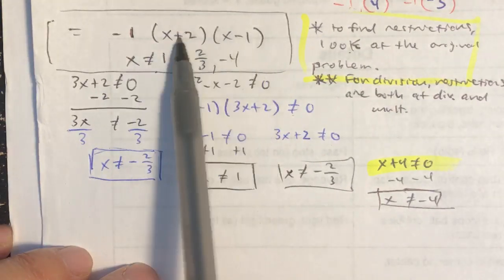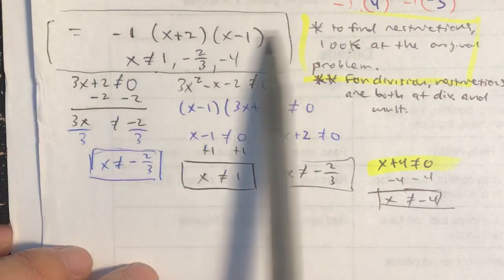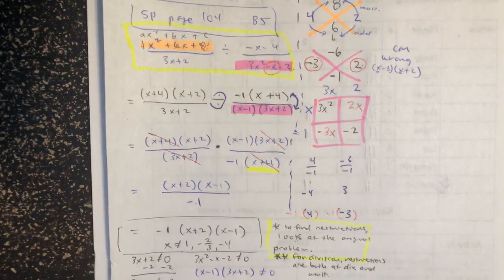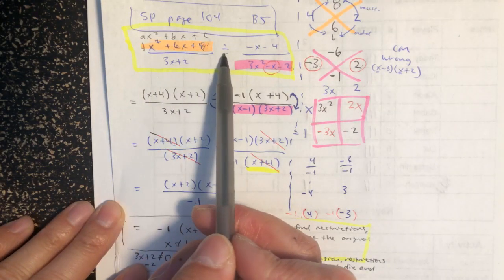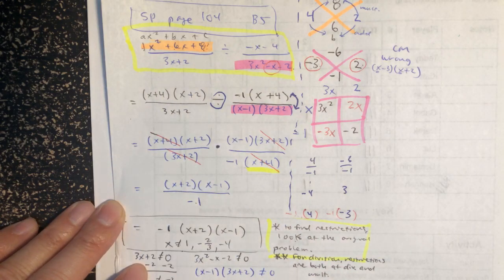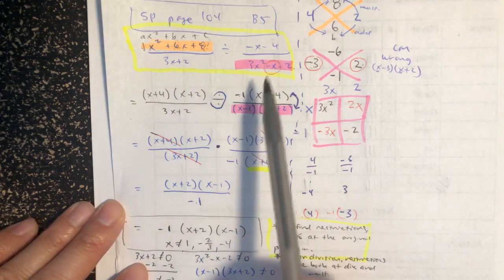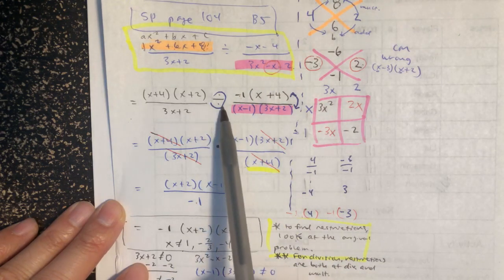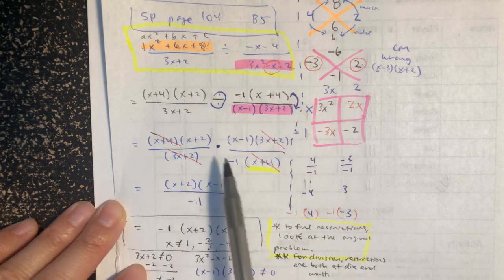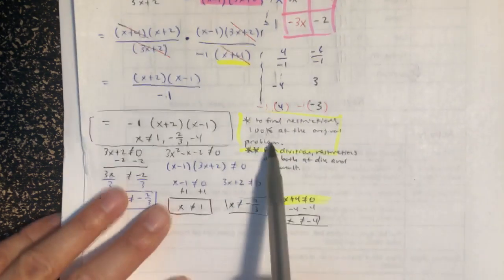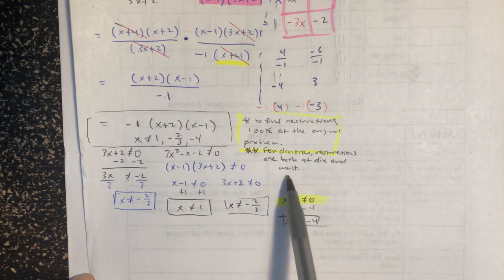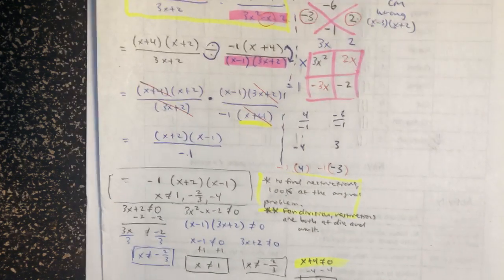You could distribute that using FOIL or the box method, but that's completely fine. So to review this problem, we were supposed to simplify and list the restrictions. Division, you could factor either before or afterwards. I factored before, and then I did the division, which means you just take multiplication and then you flip it. Or you could have done the multiplication, flip it, then factor it, and then go back to get your restrictions, look at the original or after at the multiplication.